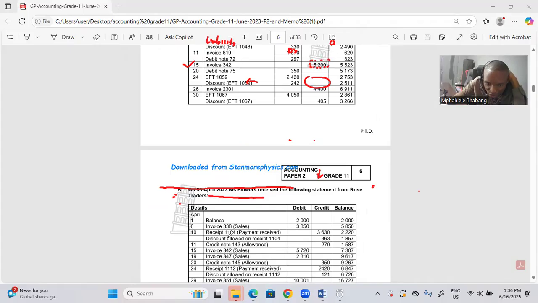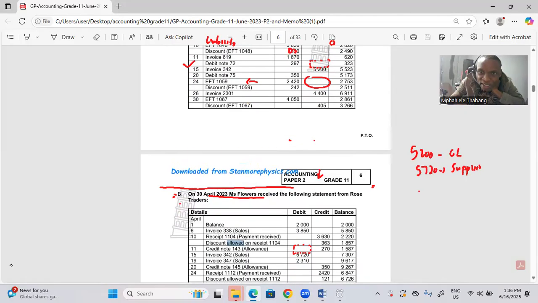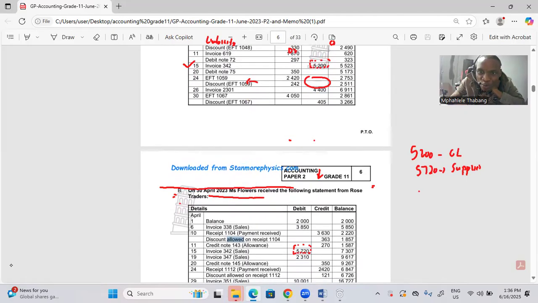But in the statement, the supplier recorded 5,720. So surely someone made a mistake here. So we have to check who made the mistake. 5,200 is recorded in the creditors ledger. 5,720 is recorded by the supplier in the statement. Okay, so who made the mistake? They are saying in the creditors ledger, it was posted incorrectly.